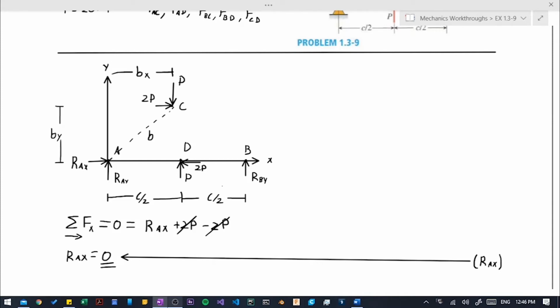But if we start with the moments equation, we can take our moments about a point that has one of the reactions. So if we do the moments about point A, we won't have to worry about these forces acting at point A, and we will only have one unknown. So let's do that.